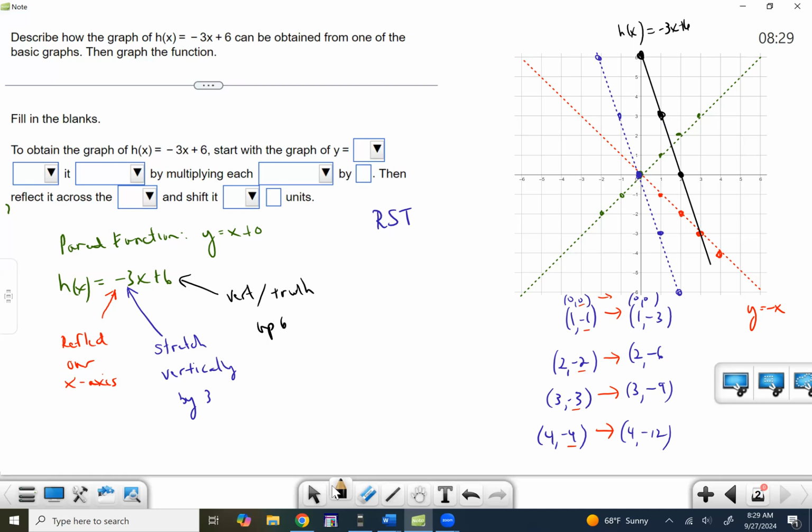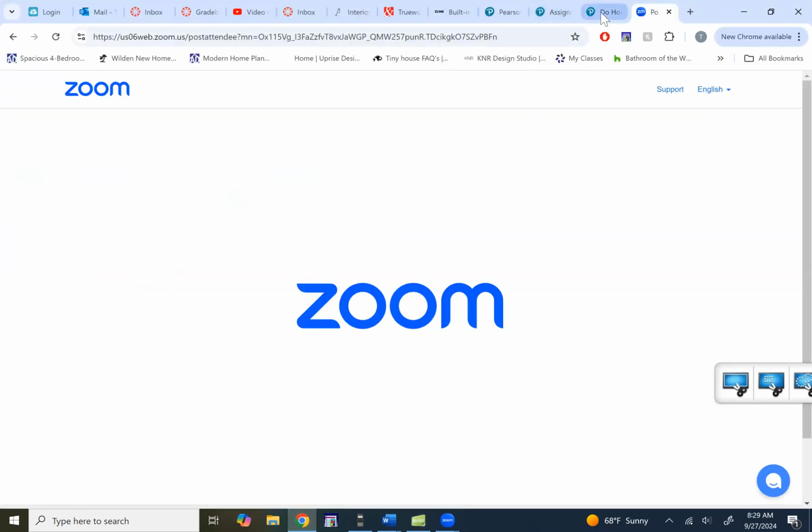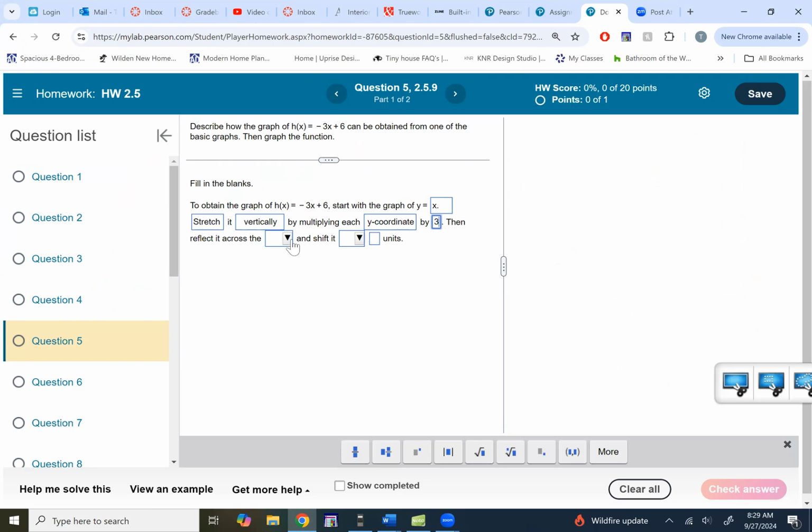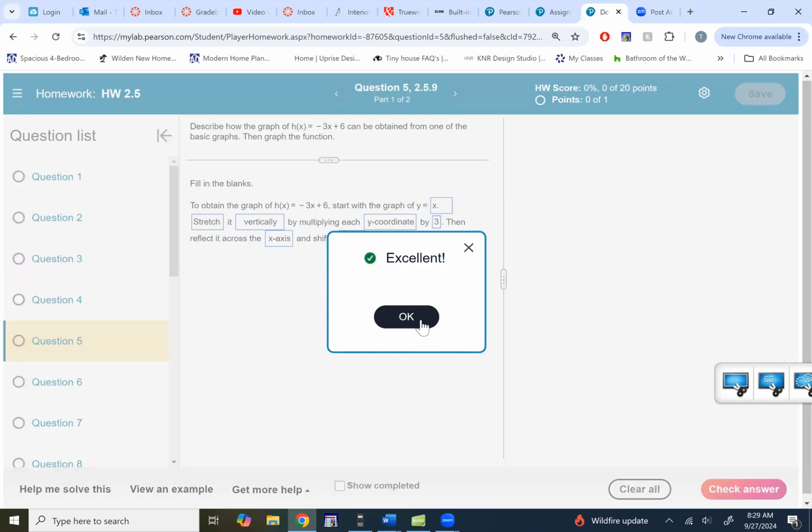So let's go and put in our answers into MyLab Math. So we started off with the parent function y equals x. We stretched it vertically by a factor of 3. So we had to multiply each y coordinate by 3. Then we reflected across the x-axis, and then we shifted it up 6 units. All right. That's a lot of drop-down menus to pick from, huh?